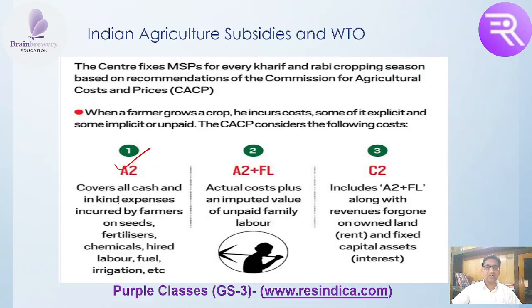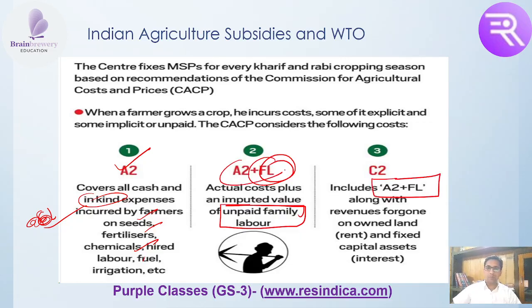So this is A2. A2 covers all cash and in-kind expenses: seed, fertilizer, chemicals, and in-kind means normal in-kind payment, such as hired labor. Then in the actual cost you put unpaid family labor. Here you are putting family labor, that is called FL. Then C2 includes A2 plus FL along with the revenue foregone on owned land rent and fixed capital asset interest. This is what is exactly added over in C2.